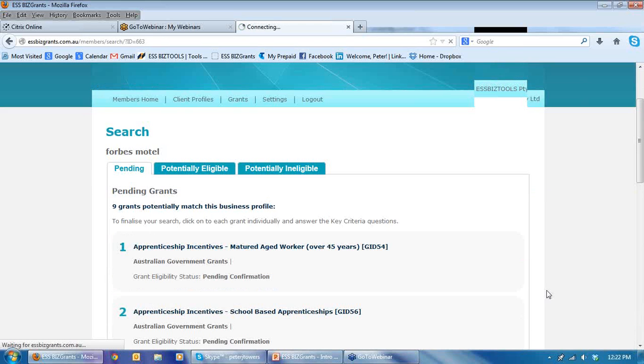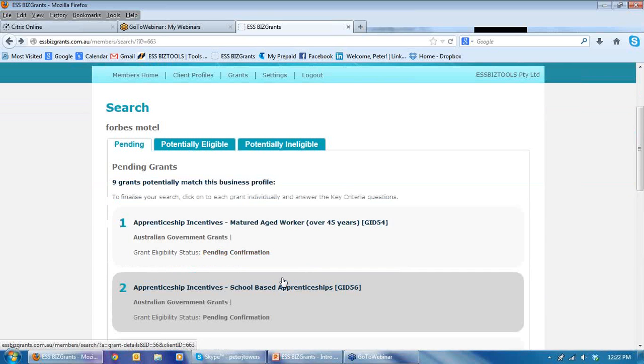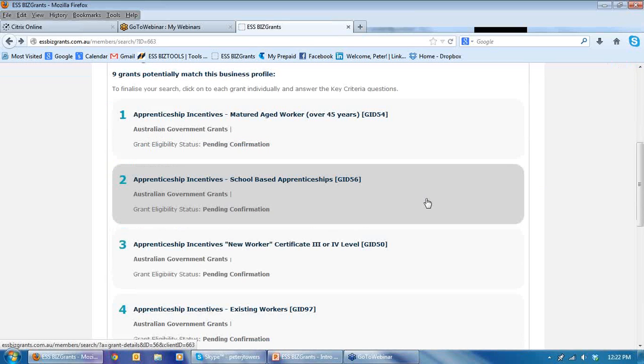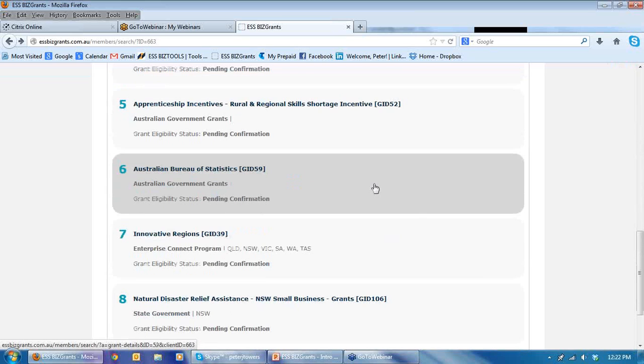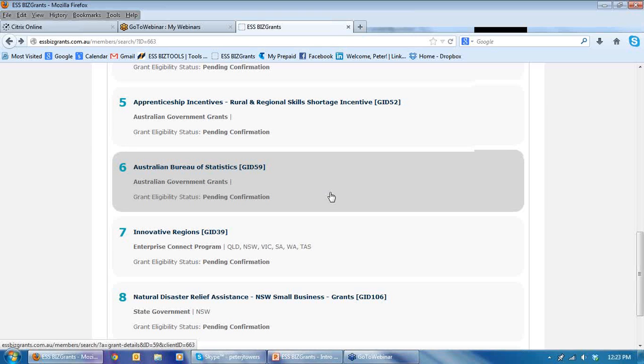The system's run ahead of me there because I clicked something. We first of all get a pending report of various apprenticeship grants, which you may say the client's really not interested in, but we have the Australian Bureau of Statistics. That's free information. It got changed about 6 or 7 years ago by Peter Costello when he was the Treasurer. The government used to charge about $4,500 for that information. It's now available free. There is some work that the ABS will do and charge a fee, but you can look at that there.